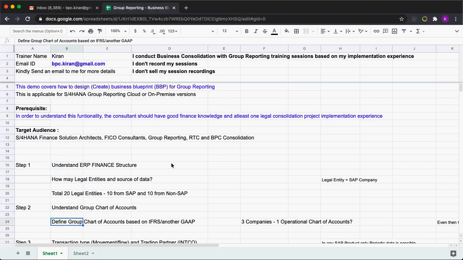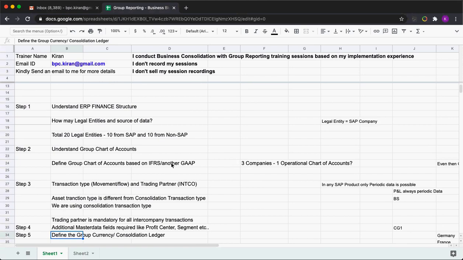So first, let's discuss the blueprint. First, we need to add about master data. When we are talking about master data, first we have to understand the finance structure. When I say finance structure, you need to understand how many legal entities are available at your customer side, and in those legal entities, how many SAP units and how many non-SAP units. So let's say a total of 20 legal entities, 10 from SAP, 10 from non-SAP, right? You can mention that point in your blueprint.